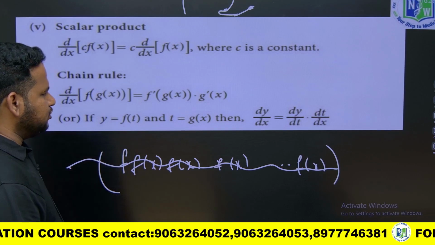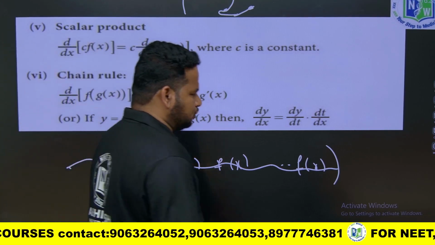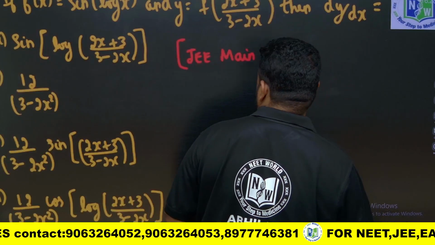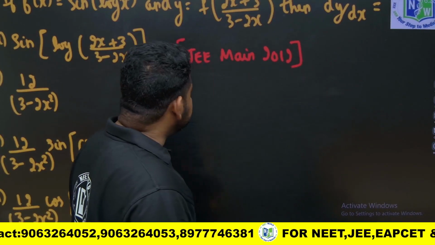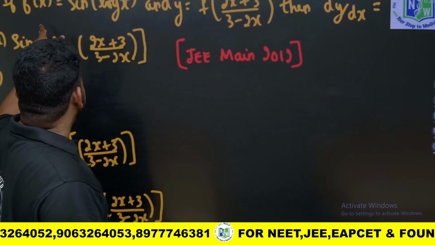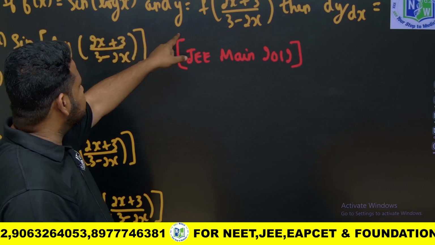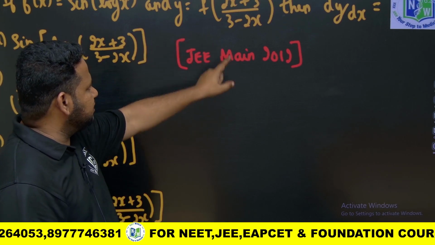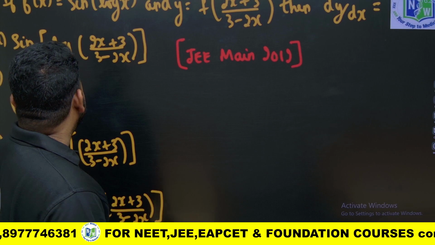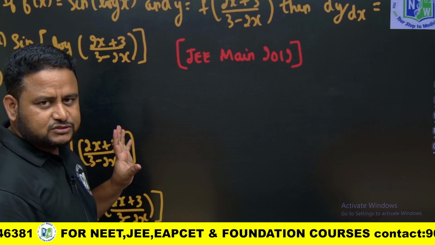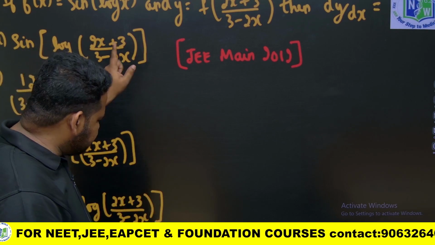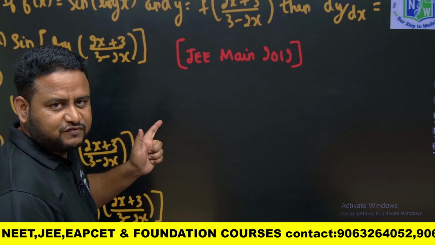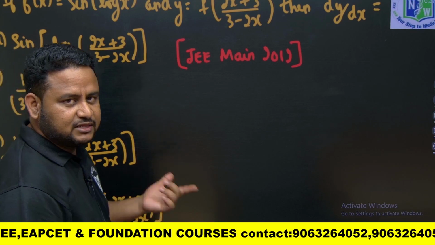These basics you already know, you have done them for your boards, so I am not going to go deep into it. Now, this question: given f dash of x is equal to sin log x, and y is equal to f of (2x plus 3) by (3 minus 2x), they are asking dy by dx. This question will be solved in the next class, but I want you to copy it and solve it by yourself till we meet in the next class.